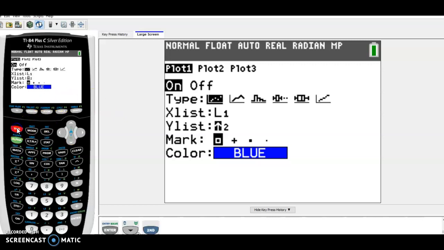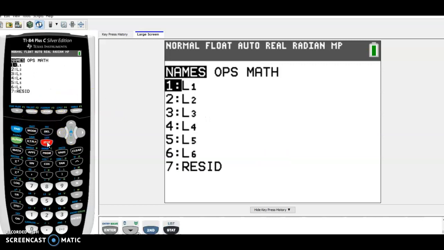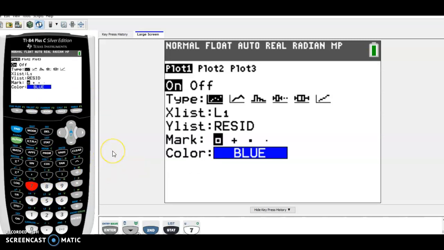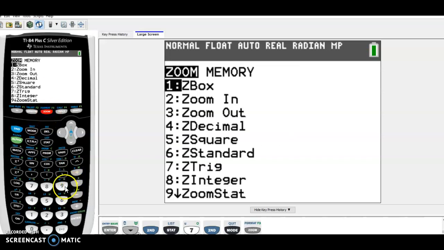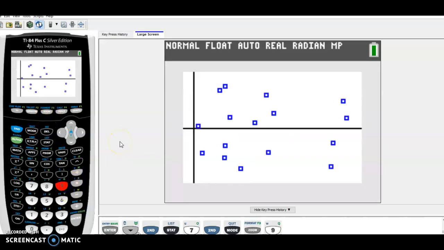So if you go to second stat, that is your list of lists, and that resid list should be there. Now, it is always from the last regression that you ran, so you have to work through linreg. So if I enter that and then hit zoom 9 again, I should have a pretty nice balance of positive and negative residuals.